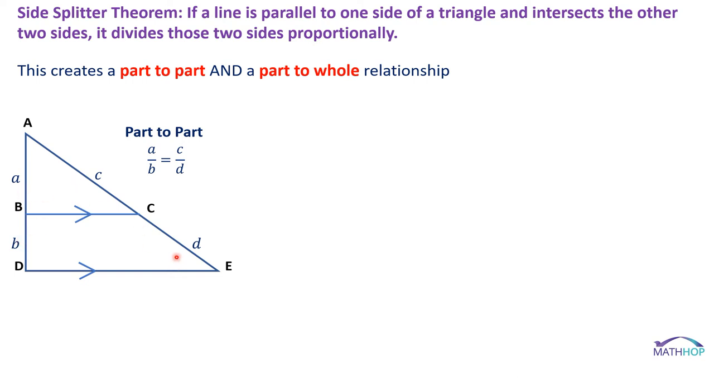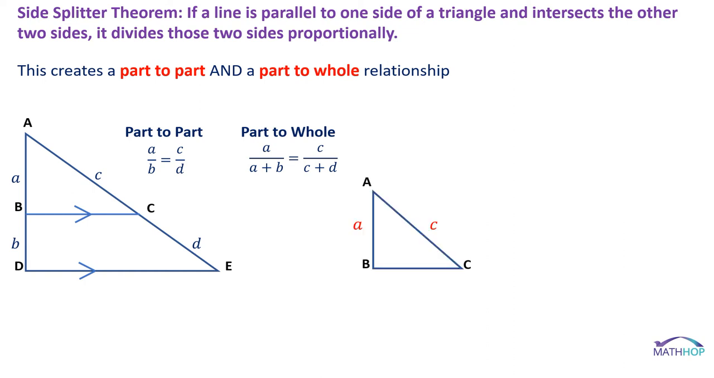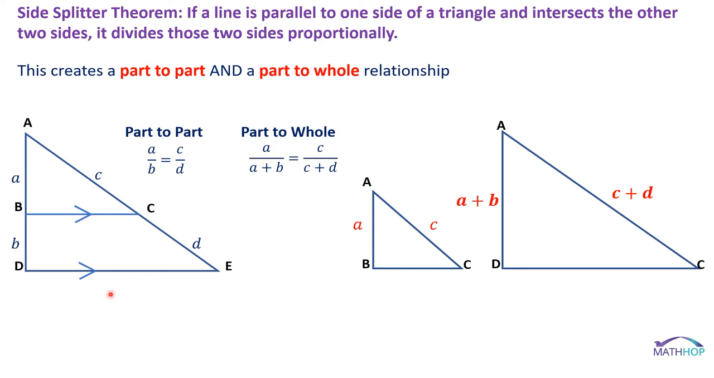That's probably not what you're thinking about when you think about similar triangles. You're thinking about the part-to-whole relationship. If we break these two triangles out, we would see triangle ABC with side A and side C here. And if we took the larger triangle ADE and broke that out, this is A plus B, because we have A and B, so we'd combine those. So this would be A plus B, and this would be C plus D. So this is the relationship we're used to seeing: A is to A plus B as C is to C plus D. We're used to this one. This one is the new relationship, A to B is C to D.